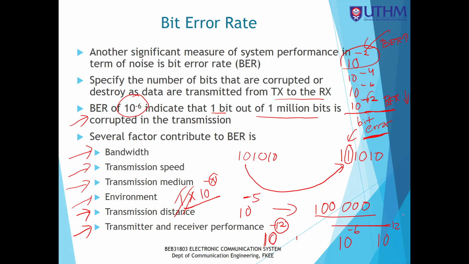Okay, so bit error rate ini biasanya for the best case scenario is within 10 power of minus 5, 10 power of minus 6, or maybe 10 power of minus 10, minus 12. Itu yang terbaik. We don't want to achieve, kita tak nak 10 power of minus 3, which is a very bad transmission medium. Okay, ini boleh dikategorikan sebagai bad transmission medium kerana terlalu banyak error.